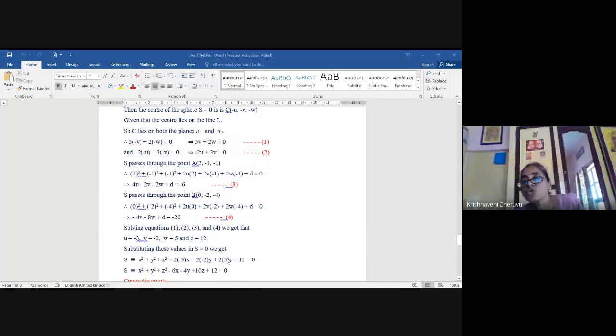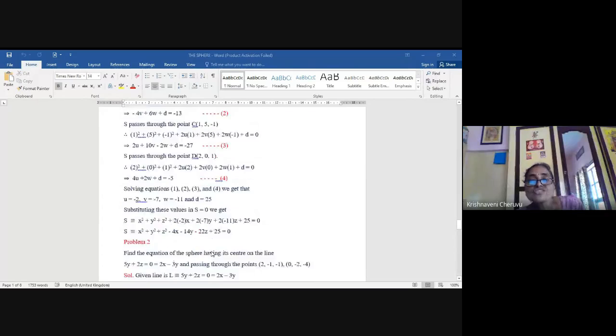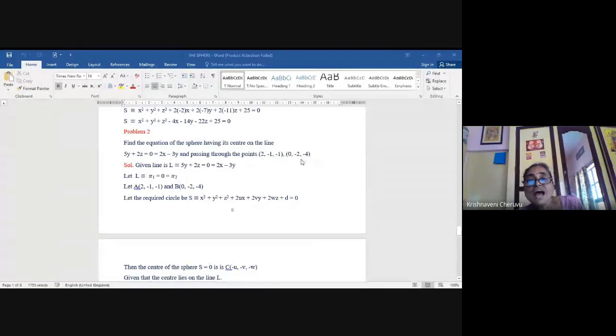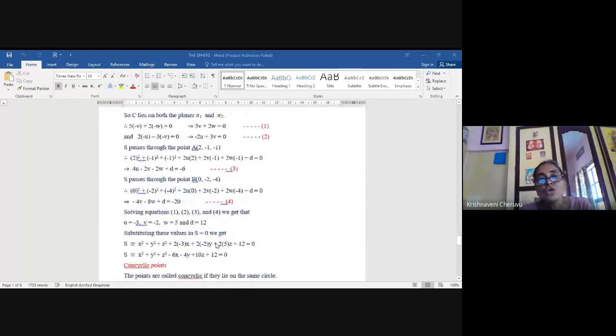So in the first problem, you were given 4 points, girls. Instead of 4 points now, you were given only 2 points and 2 conditions. Altogether, you need 4 conditions or 4 points to find the equation of the sphere because there are 4 unknowns U, V, W, D. Okay. So you got now the 4 conditions and solving them, you get U, V, W, D values. Substitute them in the sphere, you will get the required sphere.